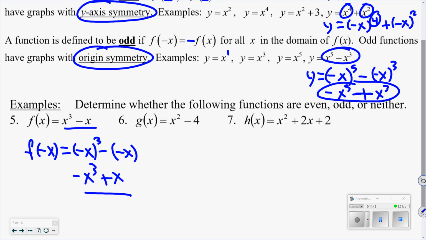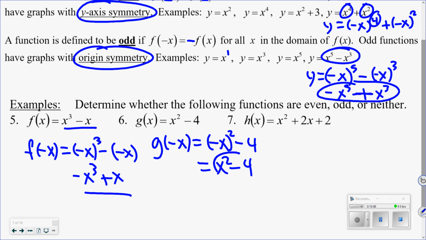Let's try this one. Plug in a negative. I'd get a -x to the 2nd power minus 4. Well, the negative x to the second power makes it a positive x squared. I don't need those parentheses anymore. So that would become x squared, and it's still a minus 4. Hey, that's the exact same thing as I have there. So when I plugged in a negative x, I got the same thing back out. That means it's symmetric about the y-axis or an even function.